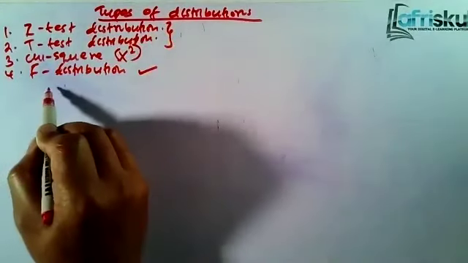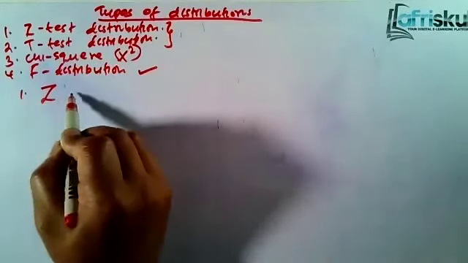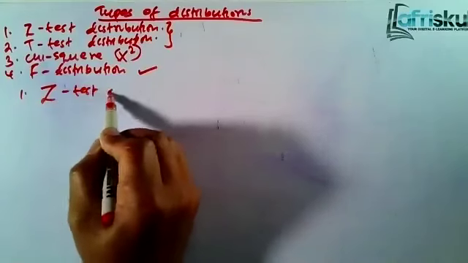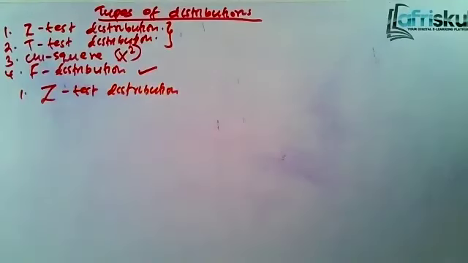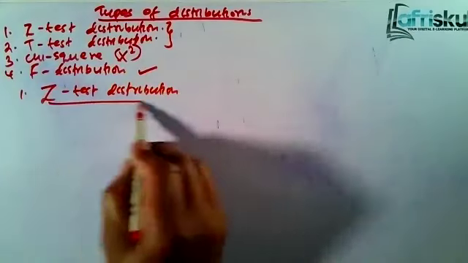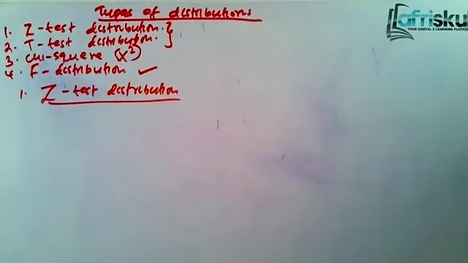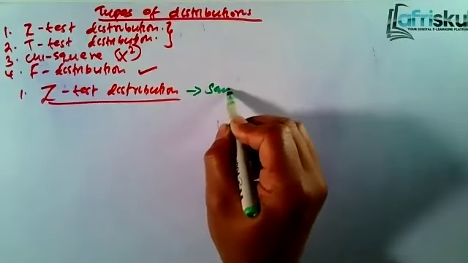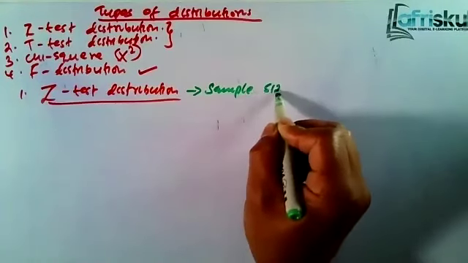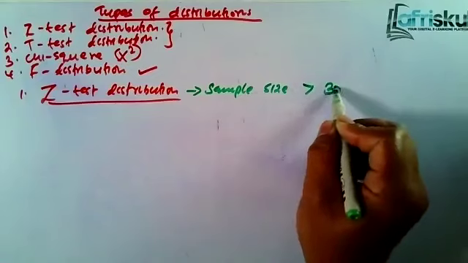So nianze na Z-test. Z-test distribution. Now for the Z-test distribution, this one will be applied where the sample has been randomly selected and the sample size is greater than 30. So this one is used when the sample size is greater than 30.